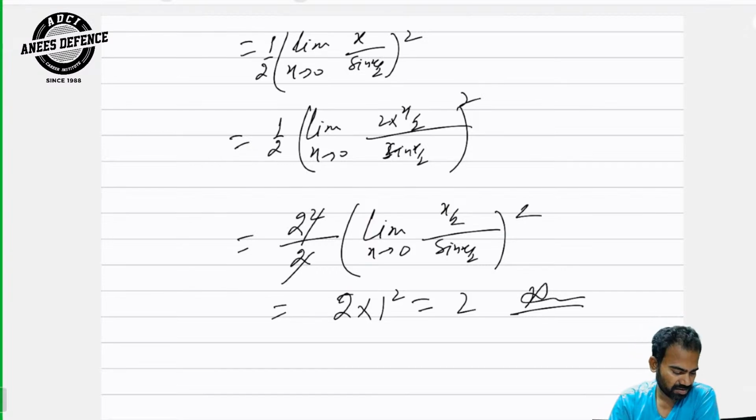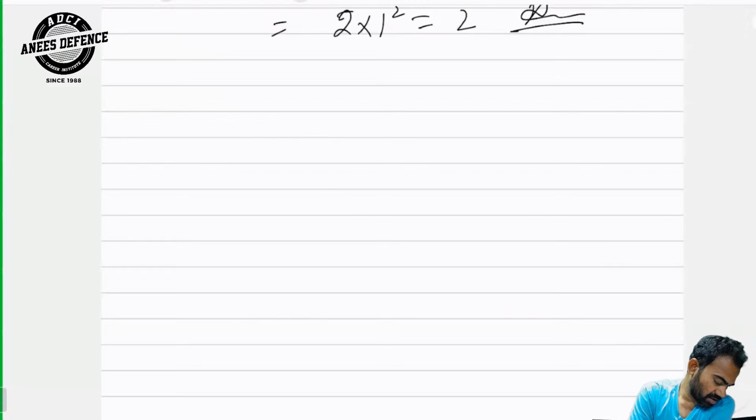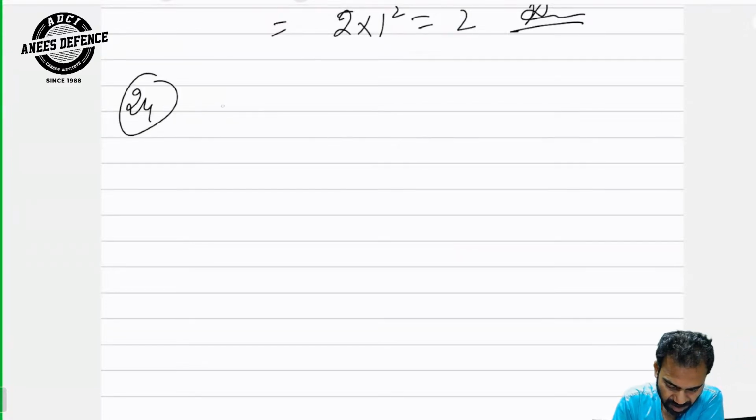Okay. Now the 24th question. Limit x tends to 1. 1 upon 4.